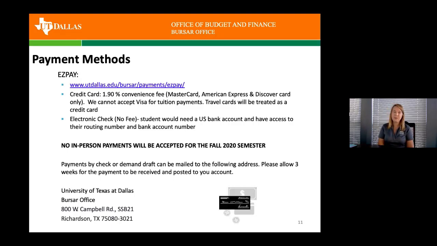So if you are using a demand draft, make sure it's made out to UT Dallas, and then you can put it in the mail and send it as soon as possible. You can maybe email us and let us know it's on its way. That way we can possibly hold you if you have that deadline for the August 13th.